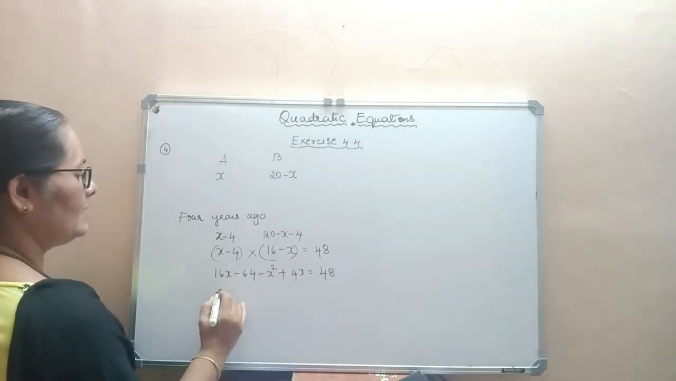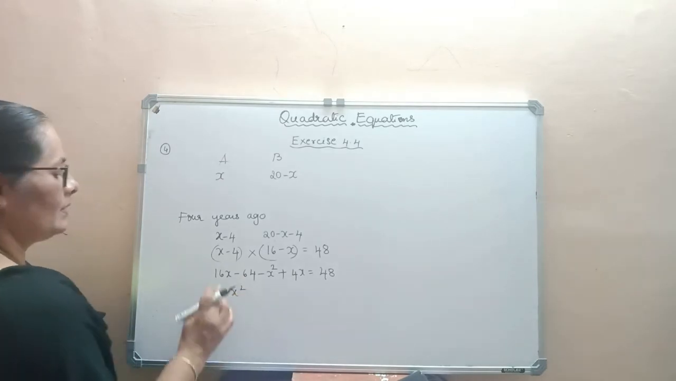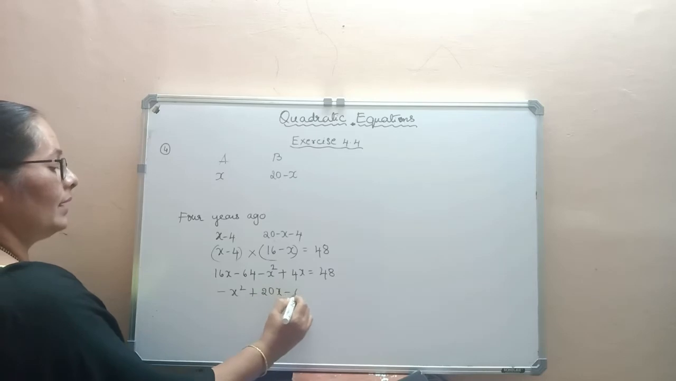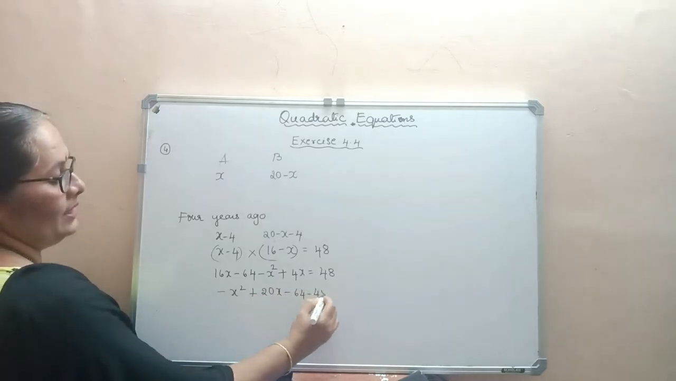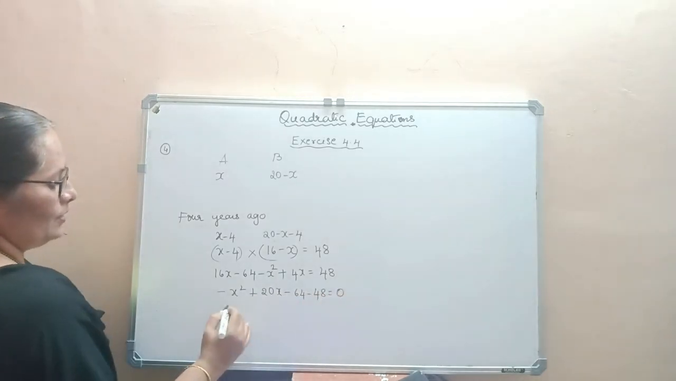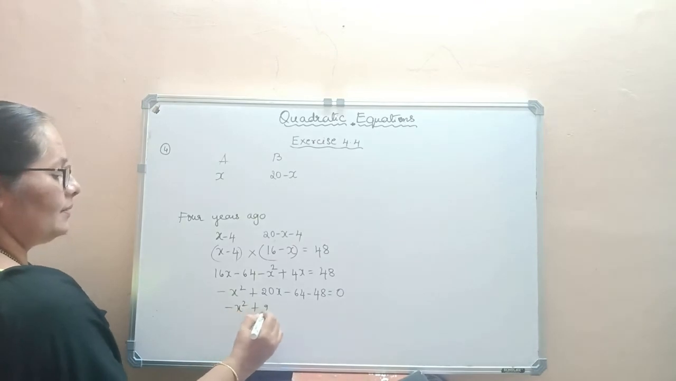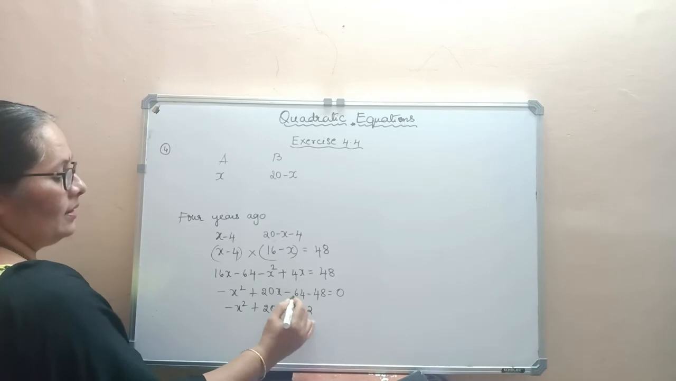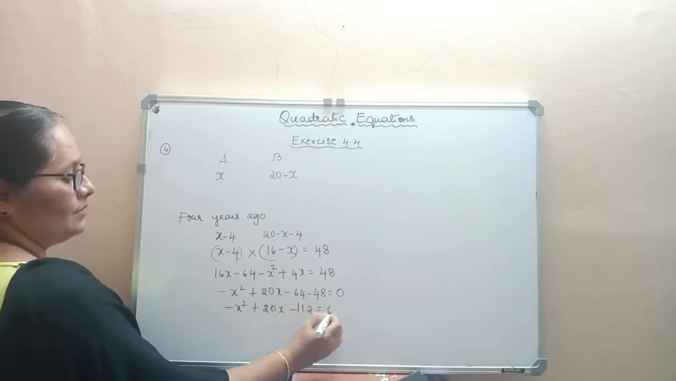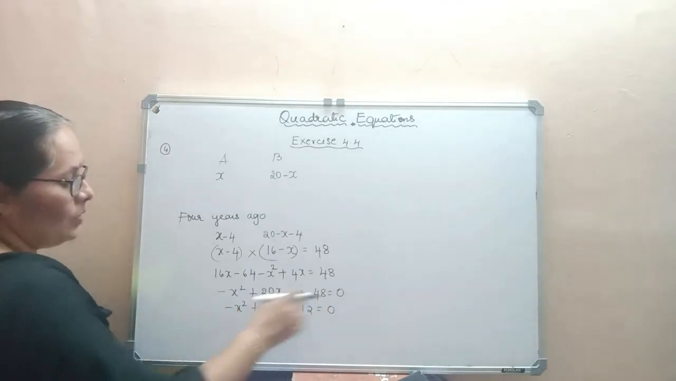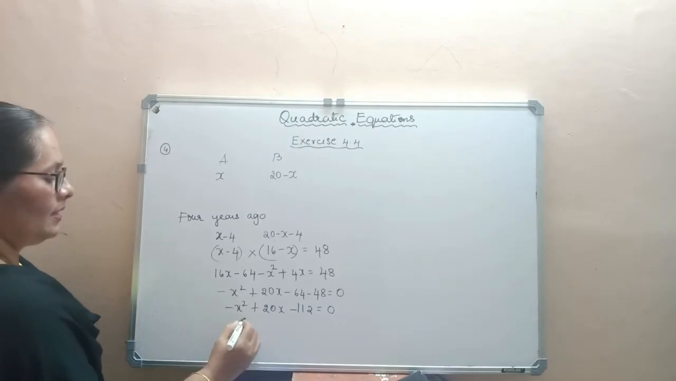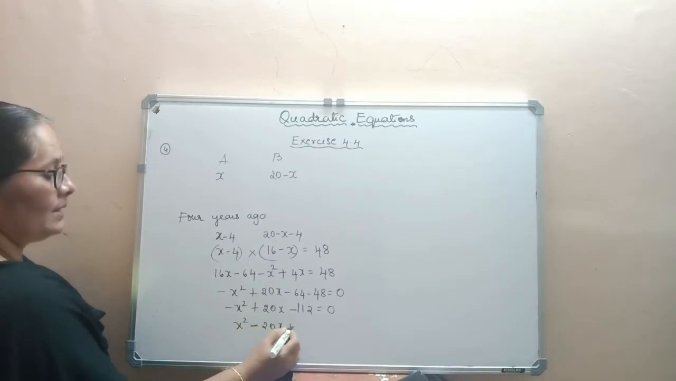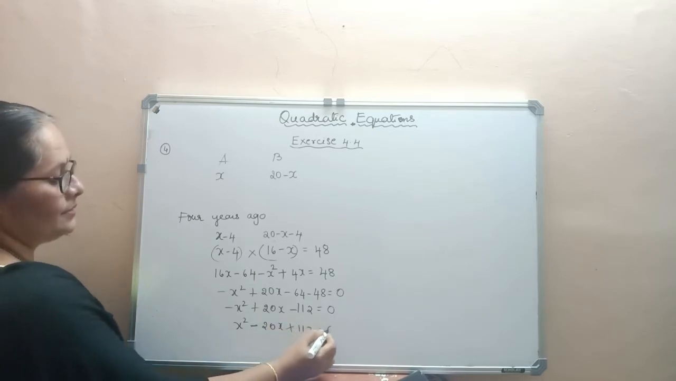Now simplify this. Minus x square, 16 plus 4, 20x, minus 64 minus 48 equals 0. Now multiply the whole equation by minus 1. What will we get? x square minus 20x plus 112 equals 0.